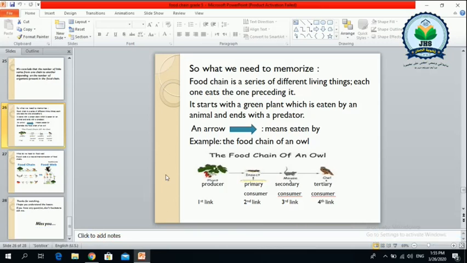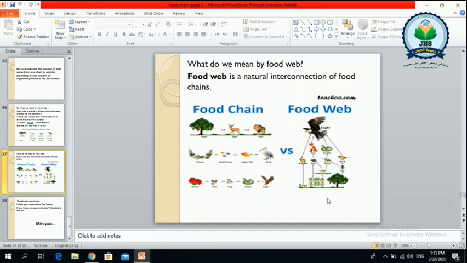The last example we will take is about the food chain of an owl. In the food chain of an owl, the producer is the green leaf, which is the first link. The producer or the green leaf is eaten by the insect, which is the primary consumer, and it is the second link. The insect is eaten by the mouse, which is the secondary consumer, and it is the third link. Then the mouse is eaten by the owl, which is considered as the tertiary consumer and the fourth link.